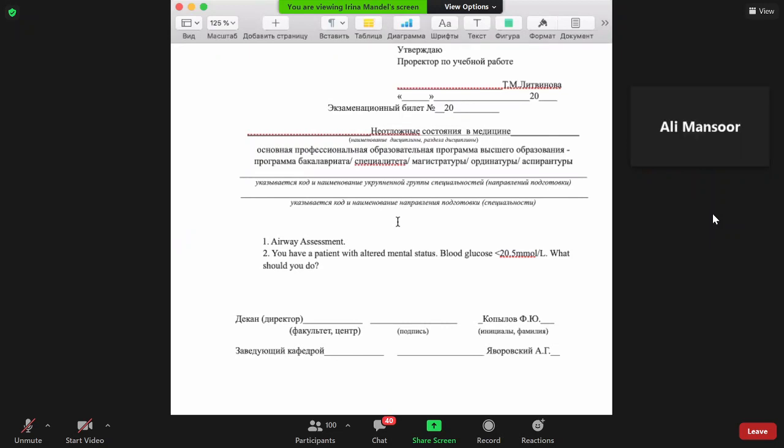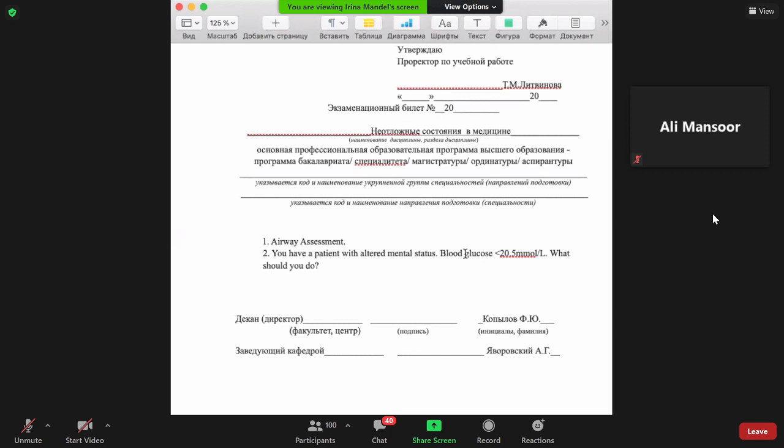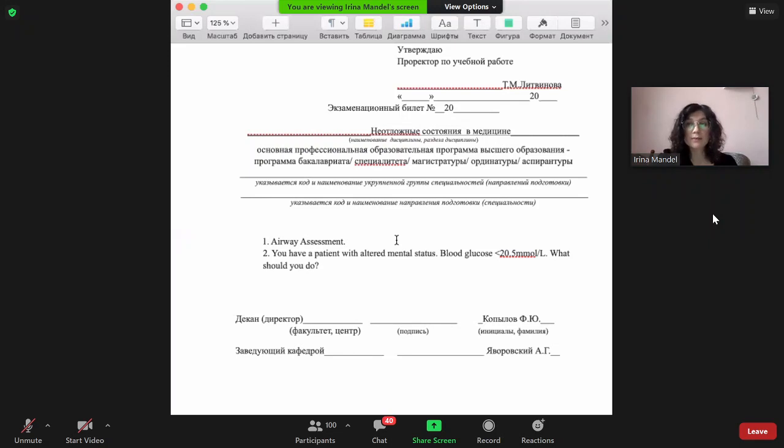Professor, in this case, it says less than 20.5 millimoles, but it's still high. So should we say hyperglycemia? Yeah, I don't know why it's written here that the blood glucose is less than 20. I think it's equal to 20. So here it is hyperglycemia. You don't know if there is ketoacidosis or only a hyperosmolar state, but hyperglycemia, and this is a correct answer, and altered mental status means that this patient would be rather hard to treat.